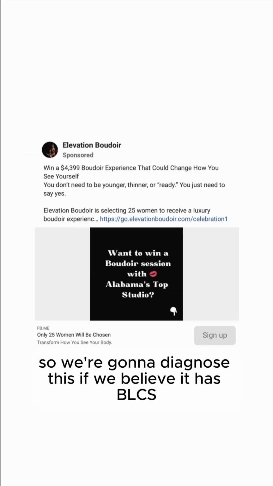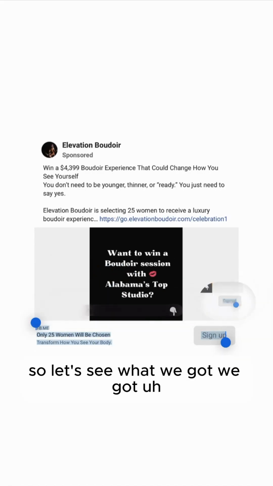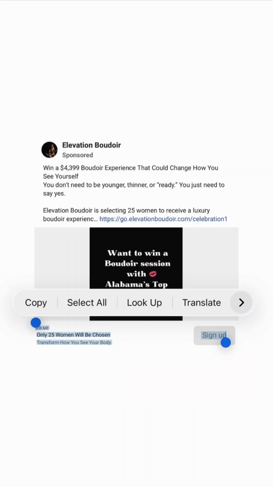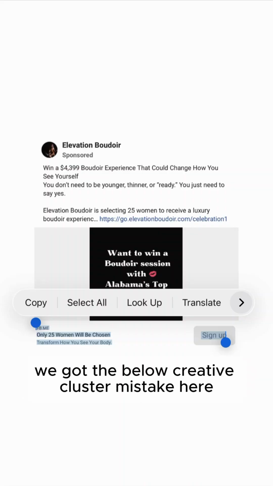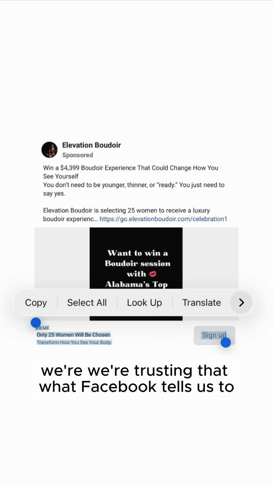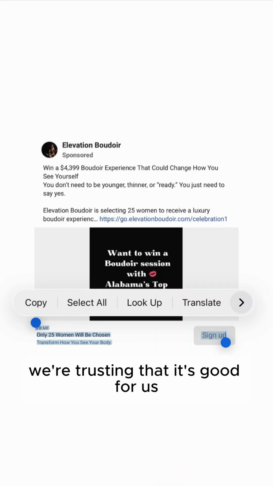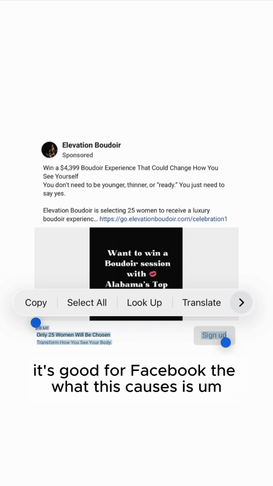So we're going to diagnose this, see if we believe it has BLCS, Boudoir Outclicked Syndrome. So let's see what we got. We got the below creative cluster mistake here. The false belief that caused us to make this mistake is we're trusting that what Facebook tells us to fill out when creating an ad is what we should fill out. We're trusting that's good for us, but in fact it's bad for us, it's good for Facebook.